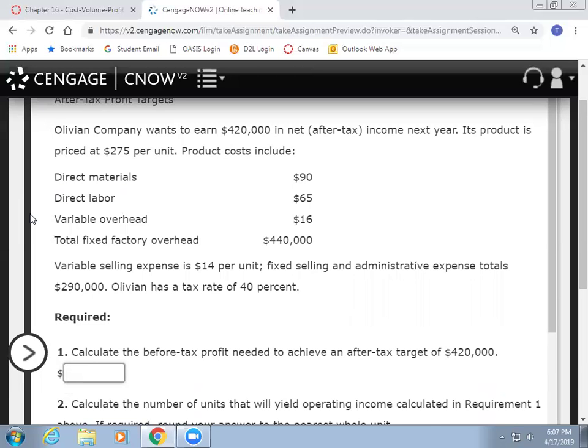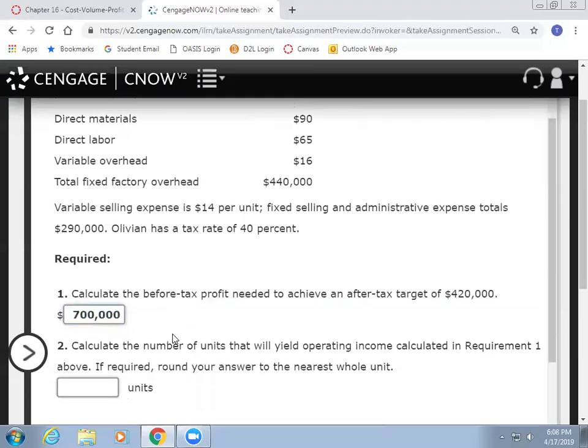So how much before tax profit would we need? 700,000. Very good, 700,000. Okay. So there we don't even have to use contribution margin, right? All we need is that after-tax target. So we take that, divide it by 1 minus the tax rate. They give us the tax rate in a percentage, so just make sure you convert it to a decimal so you can subtract it from 1. Okay, so we would need to make 700,000 before tax to get 420,000.